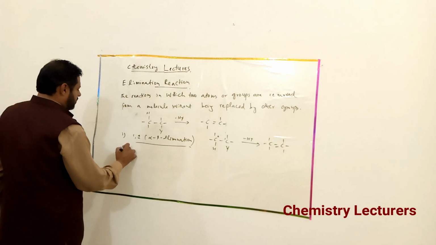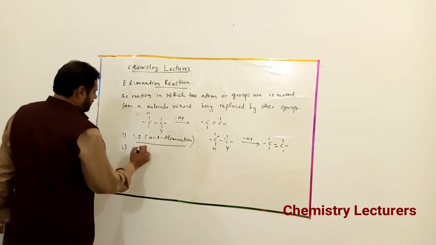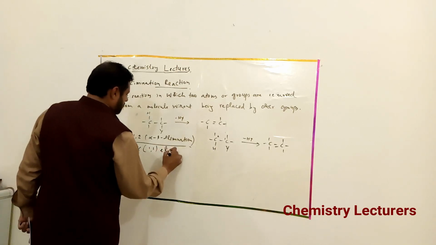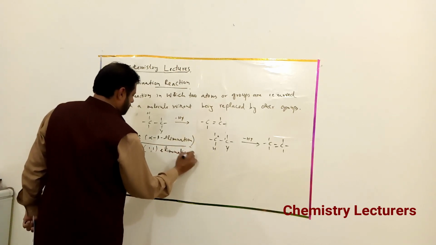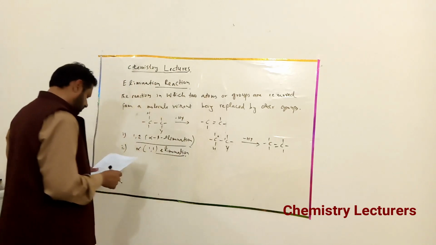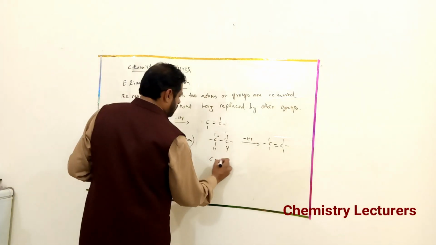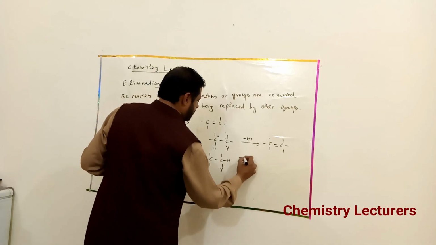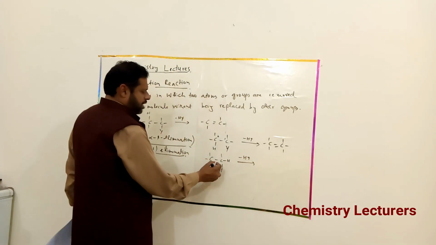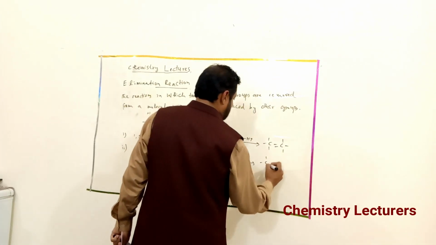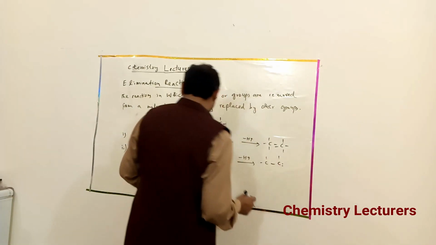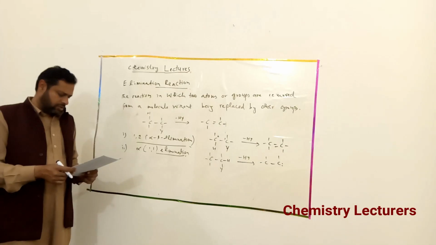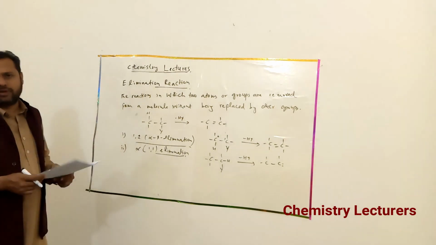The second type is alpha or 1, 1 elimination reactions. If two groups are both removed from the same carbon atom, then this type of elimination reaction is called 1, 1 or alpha elimination reaction.